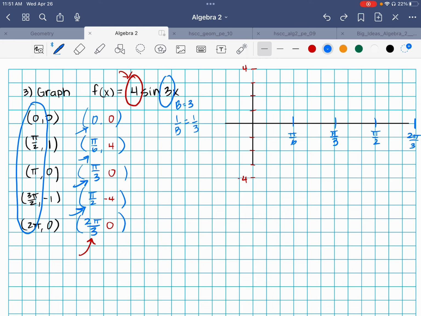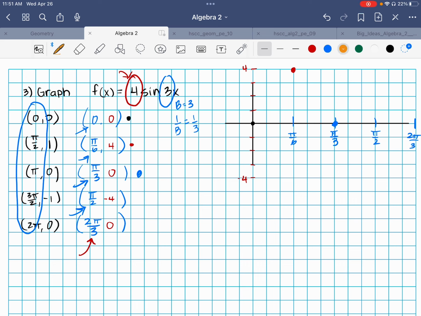Now that we've taken our x and y axis and put partitions on it, we are now going to start graphing with our 5 key points. 0, 0. Sine likes to start at 0, 0, so we're going to start at 0, 0. Then we're going to move on to pi over 6, 4. So we go to pi over 6, then we go up 4 spaces, and we have our second point right there. Then we're going to graph pi over 3, 0. So we're going to go to pi over 3 and go nowhere.